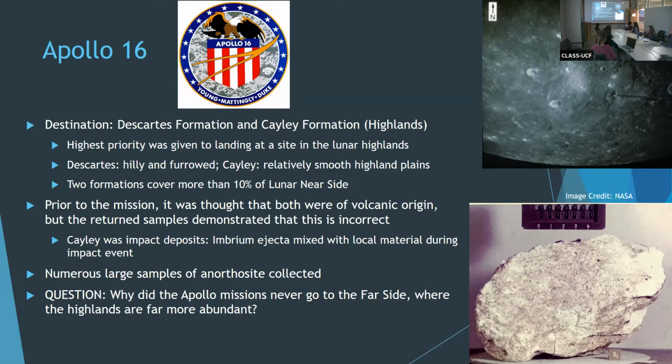Prior to the mission, why they wanted to go there, it was thought that both of these would have volcanic origins. However, the return samples demonstrated that that was actually incorrect. Cayley was more of the impact deposits from the Imbrium ejecta mixed with the local material during the impact event. But they did get very large samples of anorthosite collected, like we were talking about earlier, very bright white rock. And we already talked about that question.